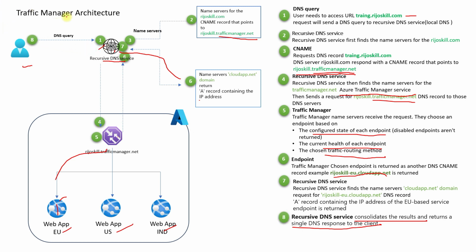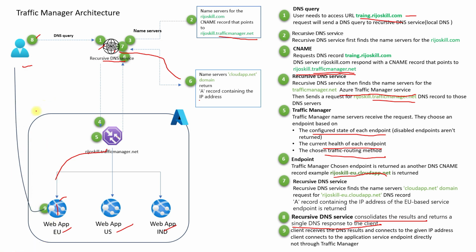So now return back to the client for the combined DNS response. Okay. So now the user gets training.rejoskill.com. Next, they will directly access your Rejoskill web app. So now you understand the traffic will not pass back again to the Traffic Manager. The traffic will connect directly from the user to the web app. So now you understand how the traffic passes through the Traffic Manager.